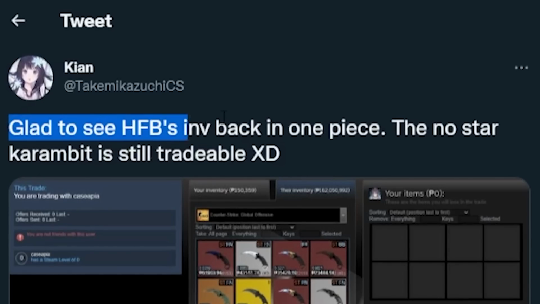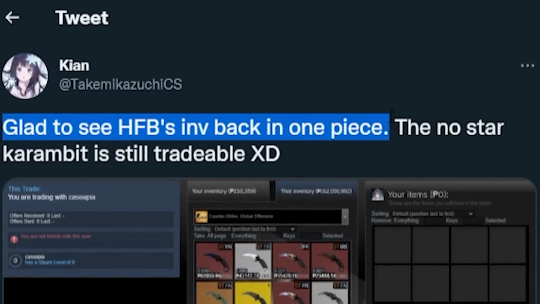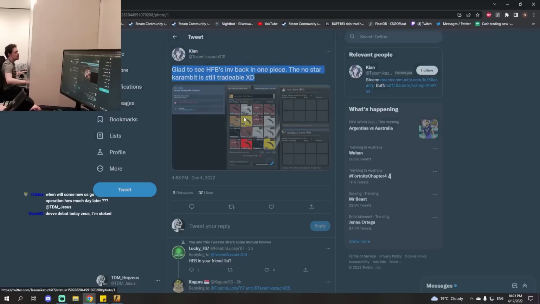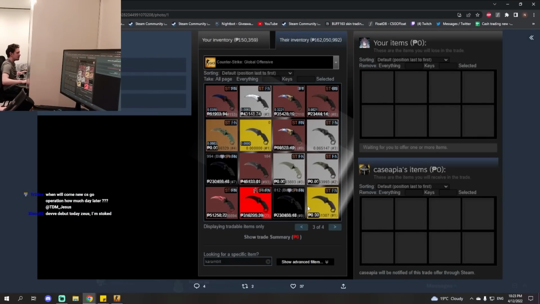I wanted to look at this. Glad to see HFB's inventory back in one piece. The No Star Crambit is still tradable. So this guy's gotten HFB's inventory, and apparently all the skins have been back there.